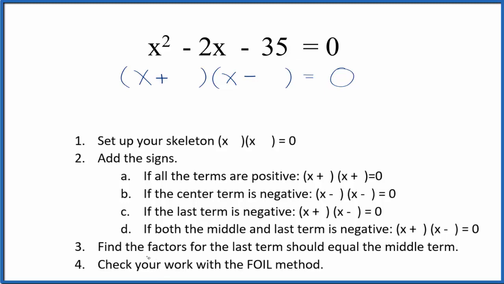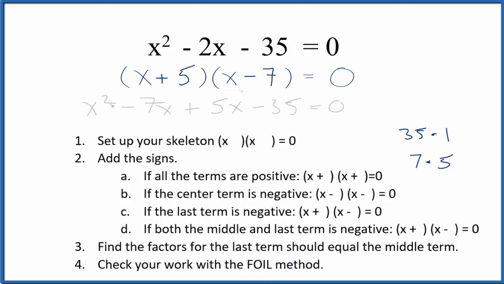Now we want to find the factors for the last term, that's the minus 35, that'll equal the middle term, this minus 2 here. So for 35, we could multiply 35 times 1, 7 times 5, and that's pretty much it. It looks like 7 minus 5, that would give us 2. So if we put our 7 here, and then our 5 here, we should get a minus 2 for the center term. But we can check our work with the FOIL method.